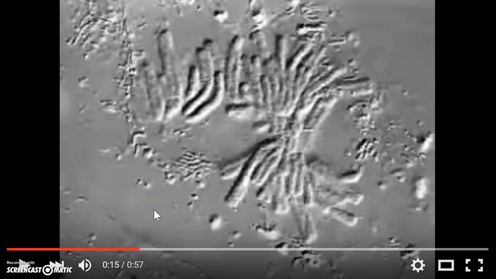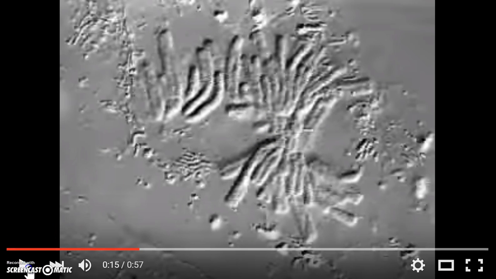So now the cell would be in prometaphase, which is where the nuclear membrane did dissolve, which you can't really see from this video, but you can see that the chromosomes are starting to move, and they're moving with the aid of what's referred to as microtubules, which are pulling the chromosomes. They're starting to pull them to the center of the cell.